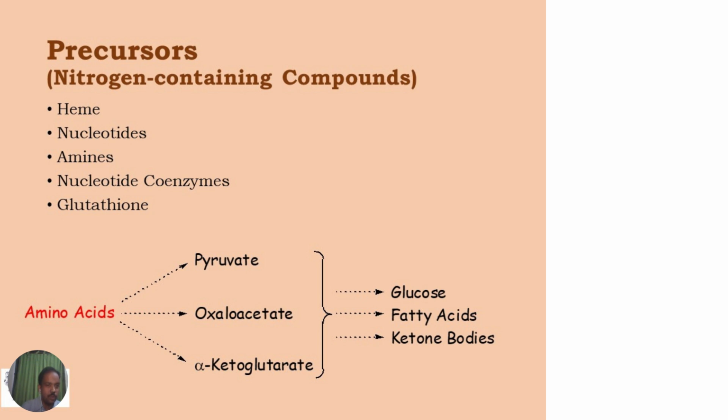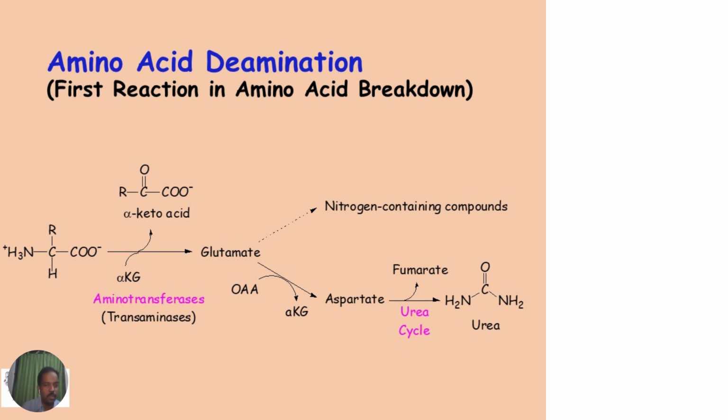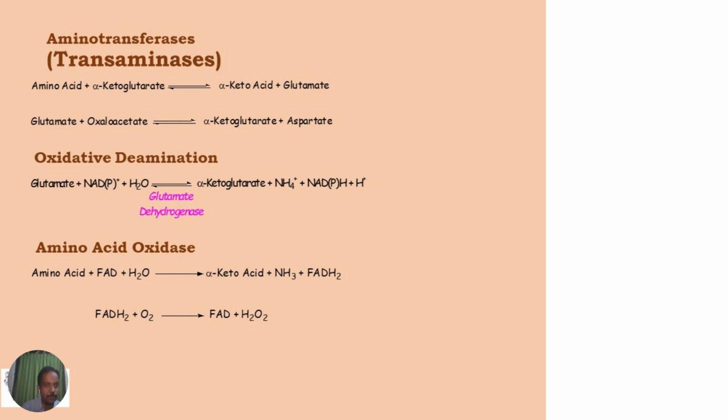Amino acids form pyruvate, oxaloacetate, and alpha ketoglutarate, which in turn form glucose, fatty acids, and ketone body metabolism. The first reaction in amino acid metabolism is deamination, the removal of the amino group, which undergoes the urea cycle, the removal of the waste product.